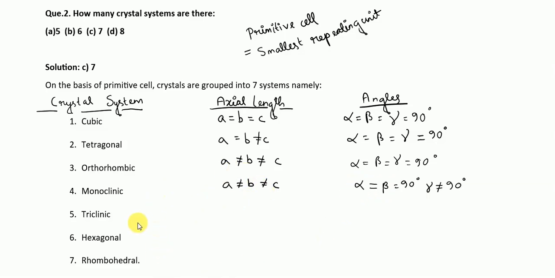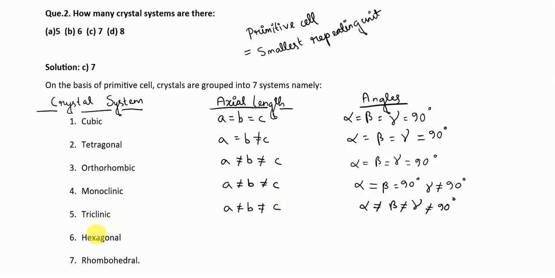After that, we have the triclinic system. In this system, all the 3 axes are of different length and none of the angles are 90 degrees. So this is the most asymmetric crystal. So a not equals b not equals c and alpha not equals beta not equals gamma not equals 90 degree.